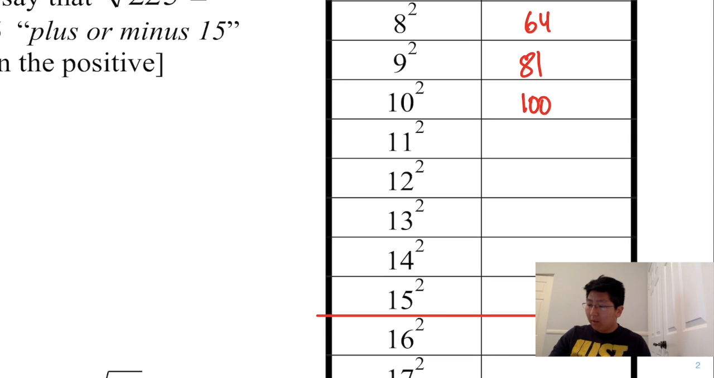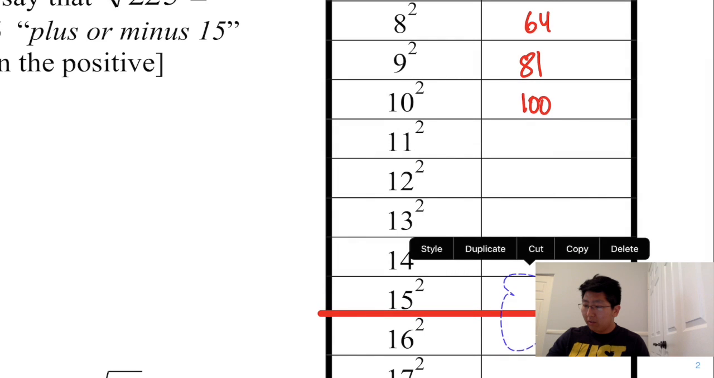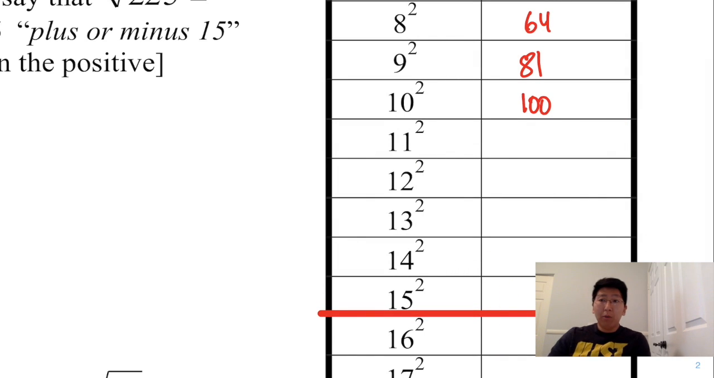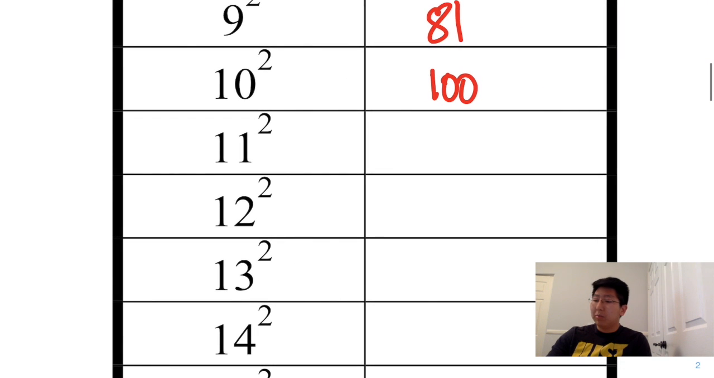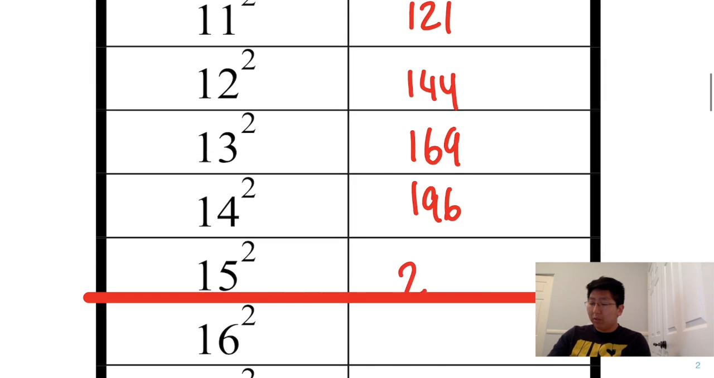Okay, up to 15 squared, because these are squares that we're going to need to, oh, it's too big. Just want to make sure you can see it. Okay, so we'll keep writing them. I want you to memorize these. 11 squared is 11 times 11, 121. 12 times 12 is 144. 13 times 13 is 169. 14 times 14 is 196. And 15 times 15 is 225. So these are perfect squares. I'm going to keep going, but I want you to memorize at least up to 15.